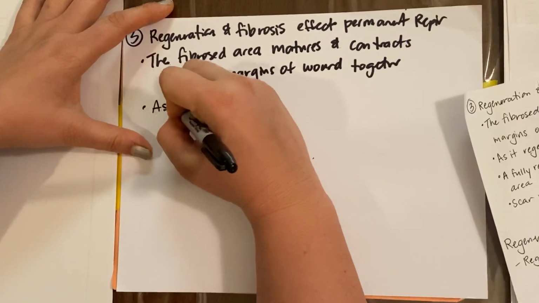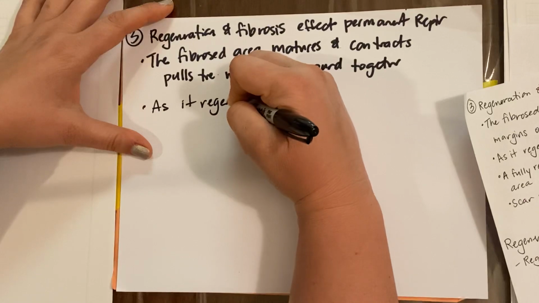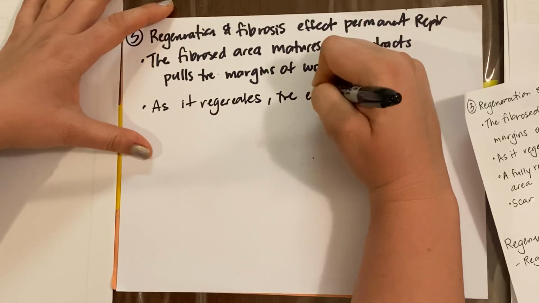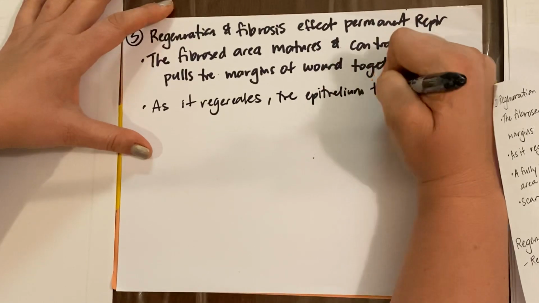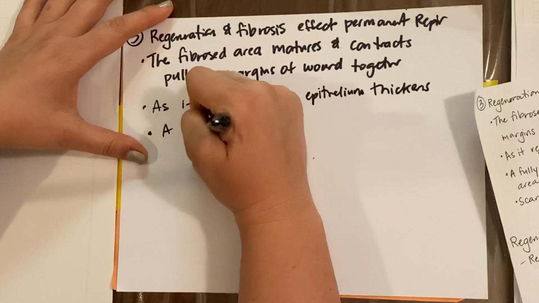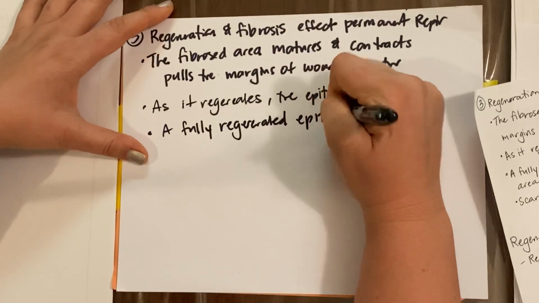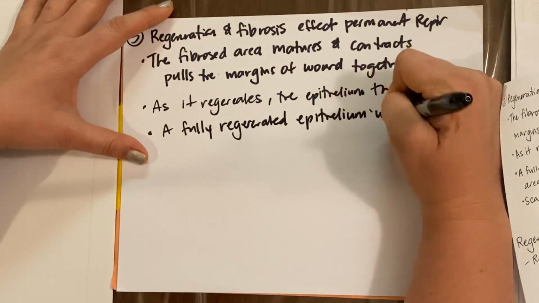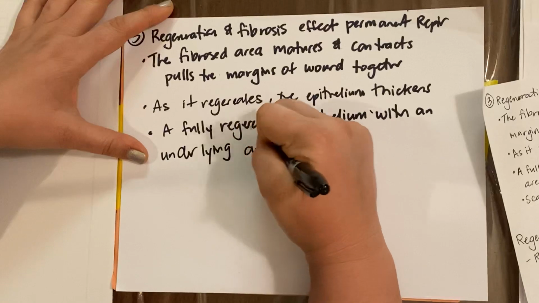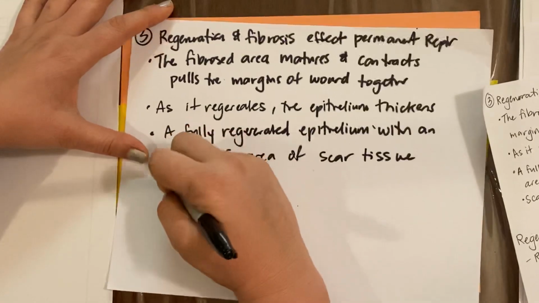Okay, as it regenerates, the epithelia thickens, okay, and a fully regenerated epithelium with an underlying area of scar tissue will result.